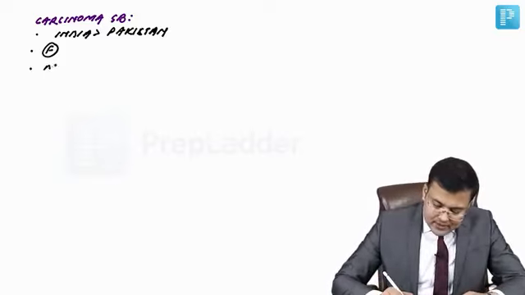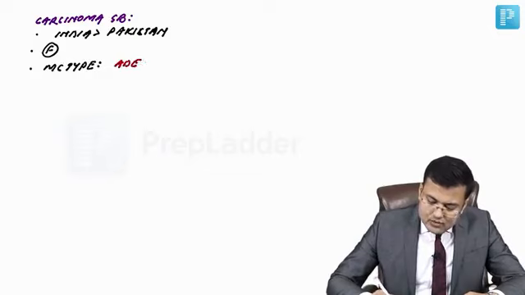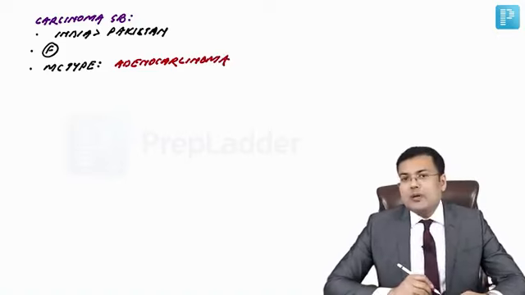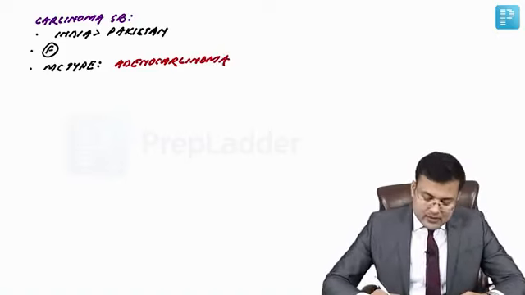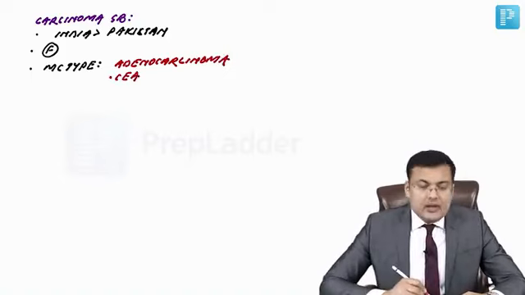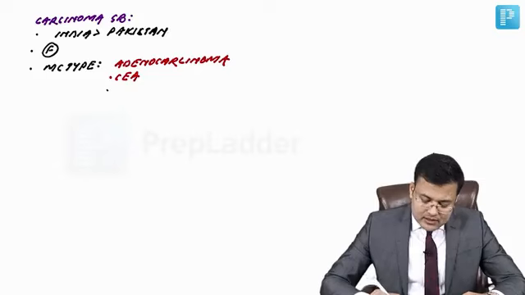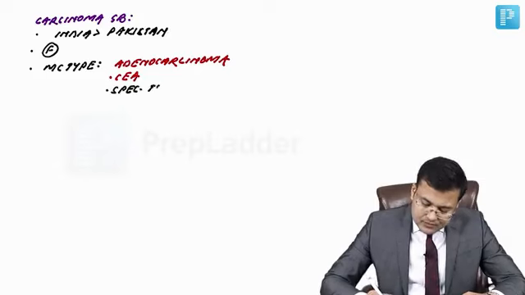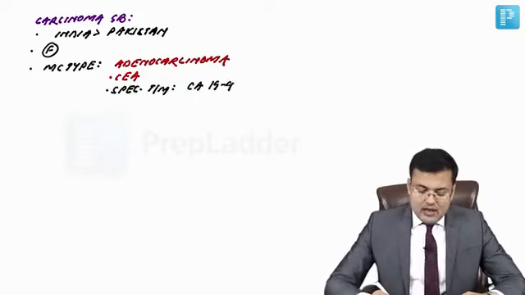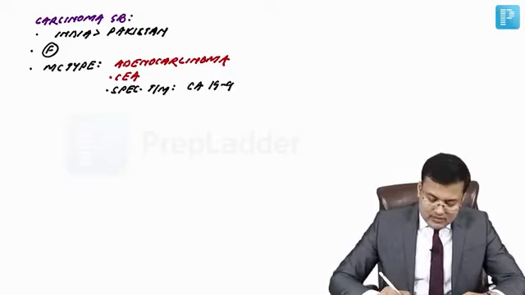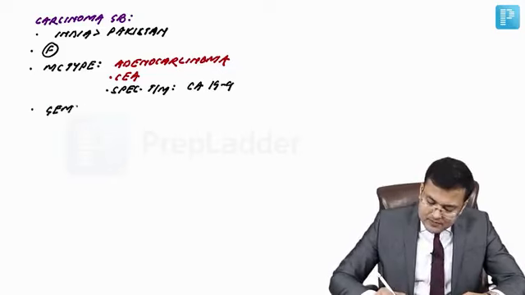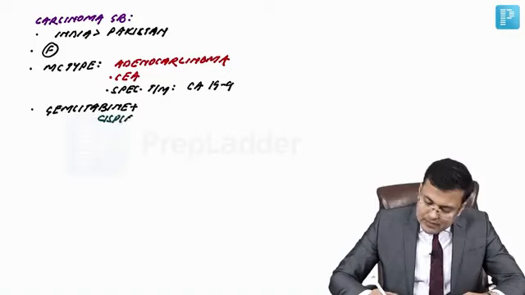What is the most common type? The most common type is adenocarcinoma. And if the malignancy is adenocarcinoma, there is a non-specific tumor marker. What is that non-specific tumor marker? It is CEA. What is the specific tumor marker? The specific tumor marker is CA19-9. And what is the chemotherapy regimen given in carcinoma gallbladder? That is gemcitabine plus cisplatin. This is the chemotherapy regimen.